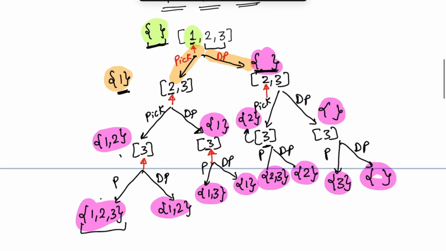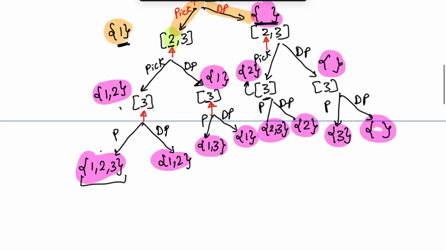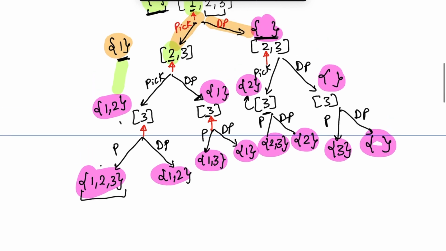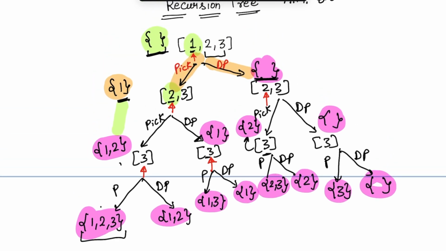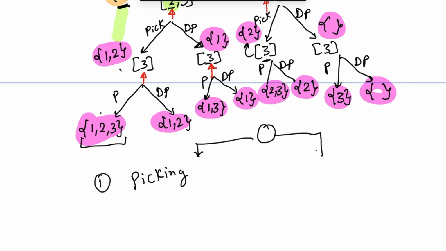Now 1 is already processed. Now I will move my pointer to the next element, which is 2. For 2, I have two choices, either pick or do not pick. If I pick, I will add 2 in my current set. If I do not pick, I will not add 2 into my current set. This is how this thing is going. This is a very beautiful example of recursion. At each node I have two things, either I will pick or I will not pick.